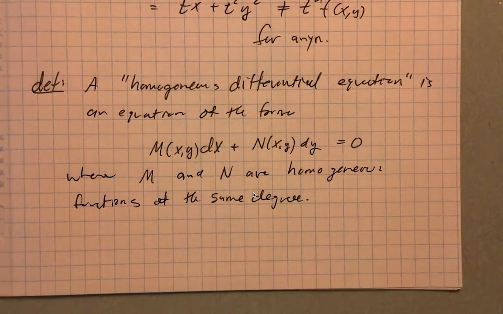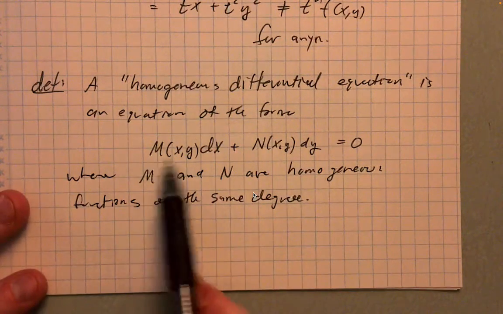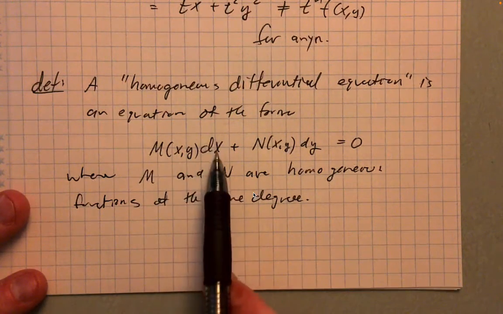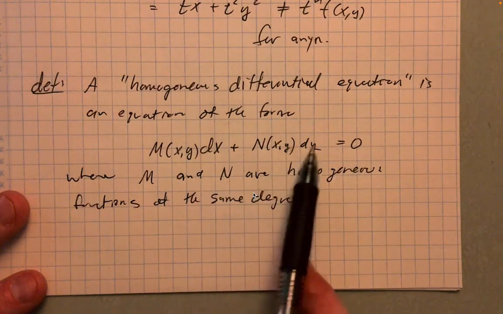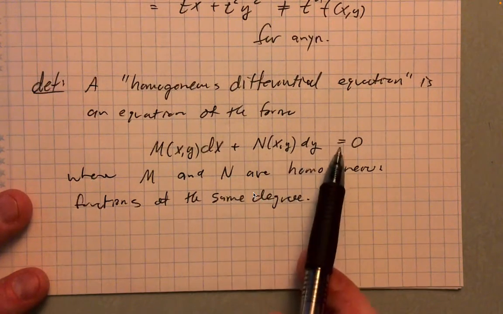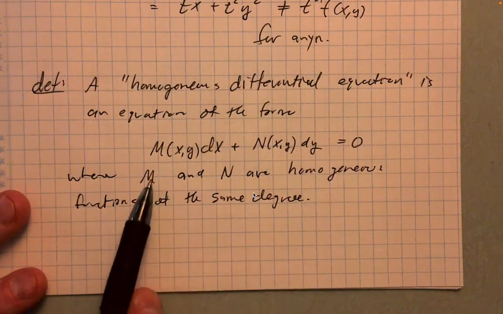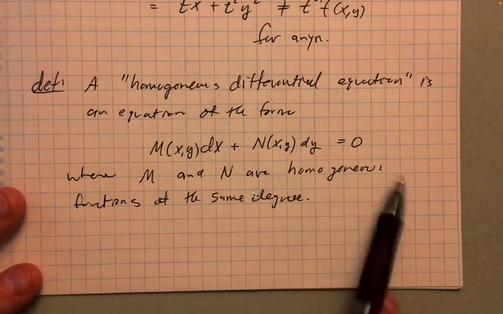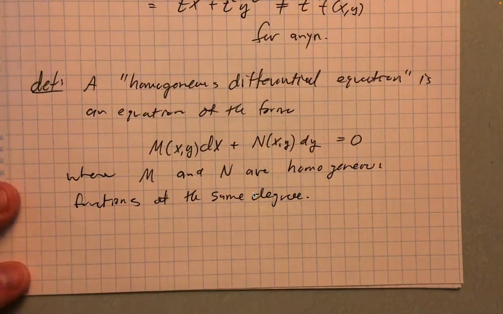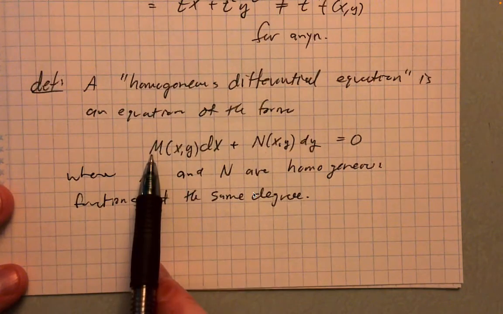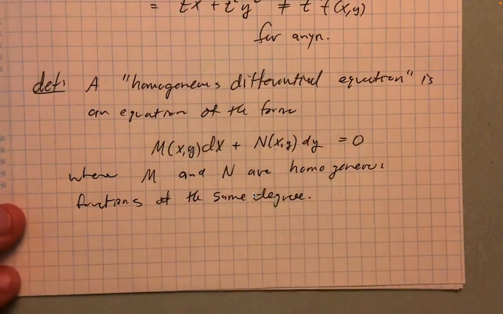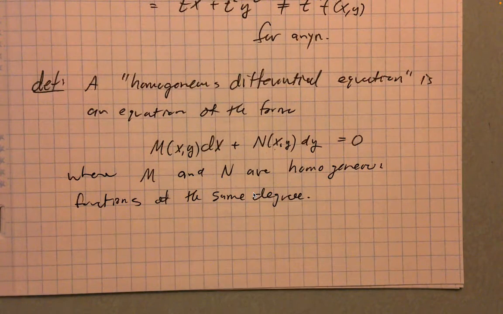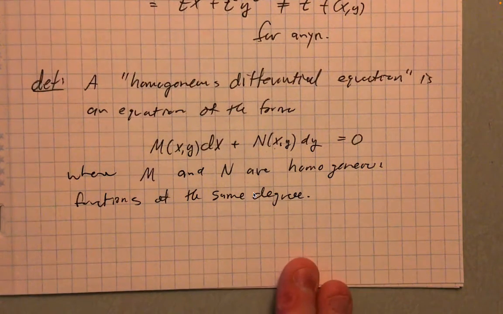A homogeneous differential equation has this form. You've got m, a function of x and y, times dx, plus n, a function of x and y also, times dy, equal to 0. The key here is that m and n are both homogeneous functions and they have the same degree. So if this is homogeneous of degree 2, then this needs to also be homogeneous of degree 2 in order for it to be considered a homogeneous differential equation.